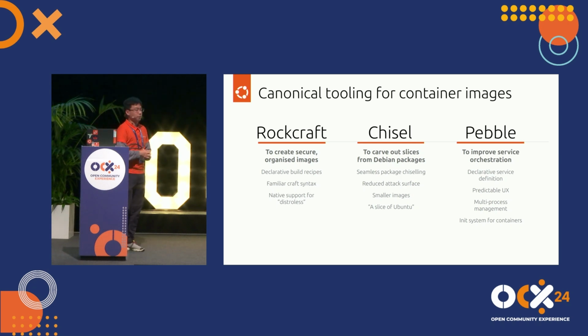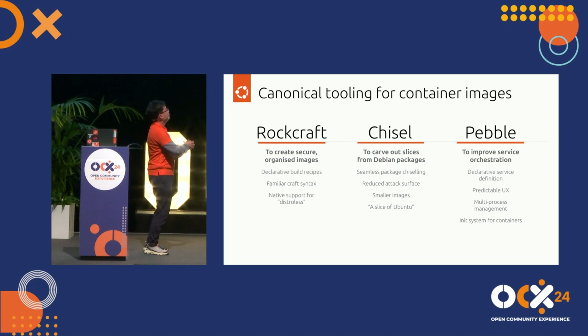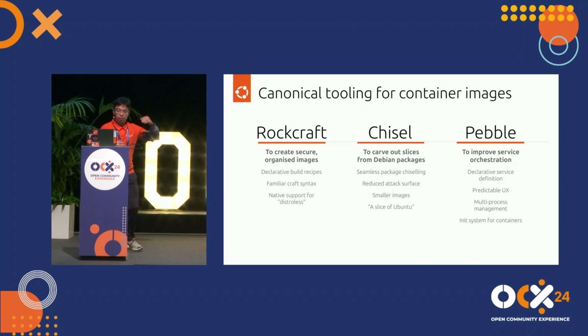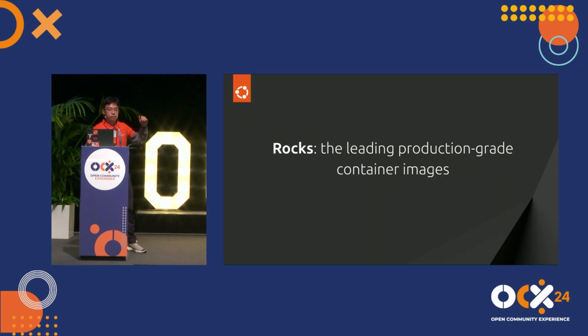The third tool is Pebble. Pebble is the service orchestration manager in the image. It also follows the declarative service definition, and thus we have a predictable user experience. Also, it supports multi-process management, so it's natural that it serves as the init system for the containers. And with these three tools, we build our artifacts, which are called ROCs. They are leading production-grade container images.